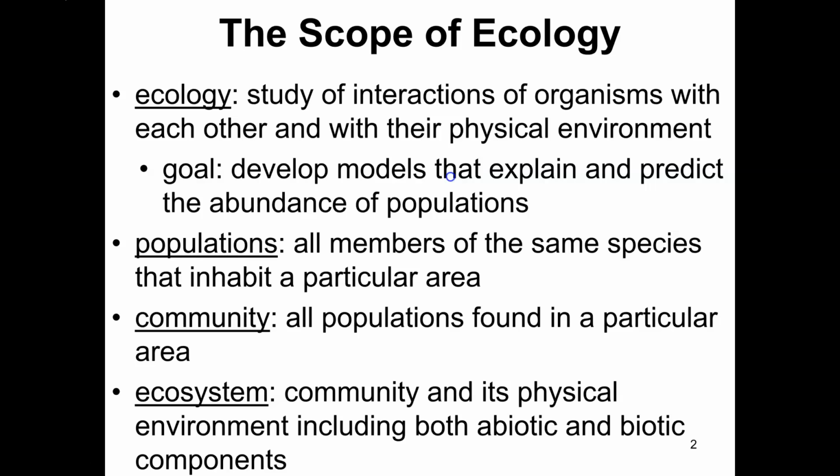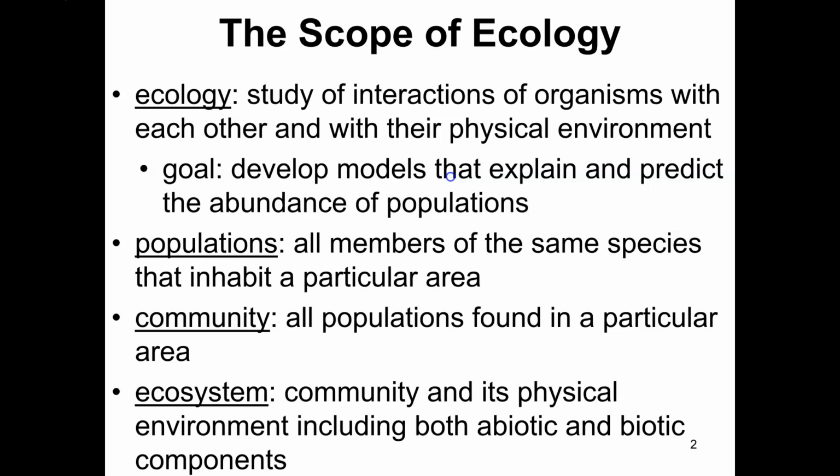So what is a population? A population is a group of organisms of the same species that inhabit a particular area. And the community then would be all populations of all different species that are in that area.